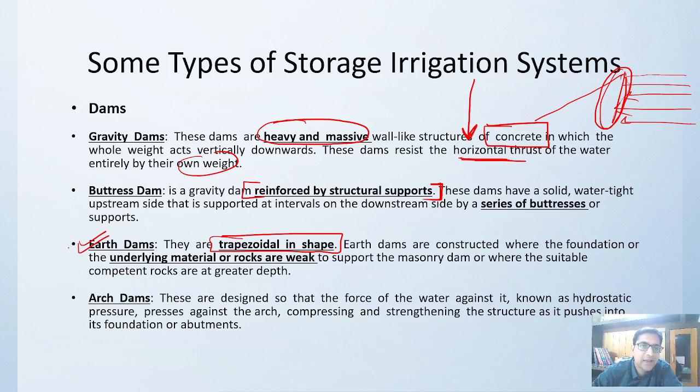Okay, these dams are weak in nature. That is why they are not allowed to carry heavy water in them. So these earth dams are of low capacity value. They have a very low capacity value, and they are made only from the locally available rocks and materials which are there. Then we have an arch dam.